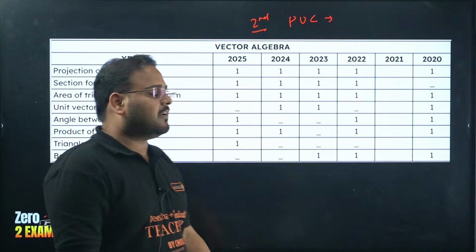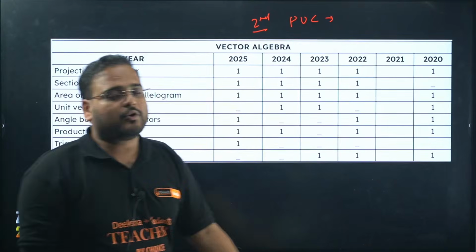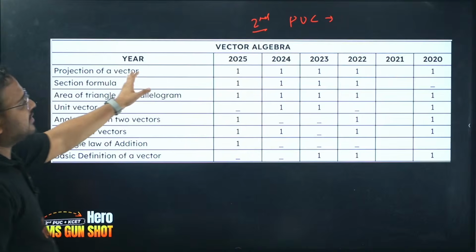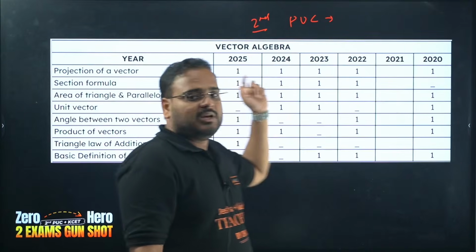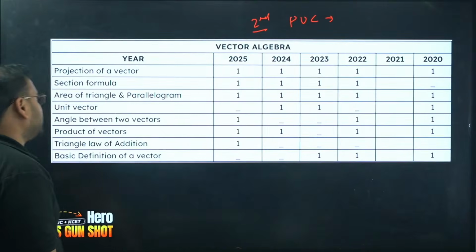Last 5 years trend, if you check. So the topics are listed over here, and based upon this you can see the important topics which is mentioned. Projection of a vector will come almost every year. You can see in the paper 25, 24, 23, every year there was one question from projection of vector.